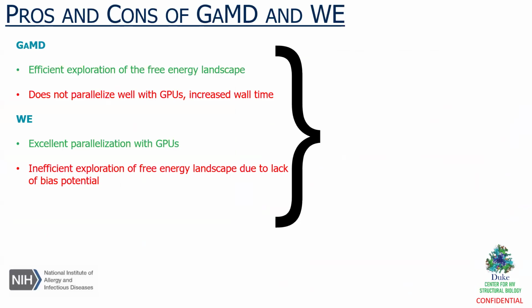So GAMD essentially, now I think this is a good slide to motivate why ParGAMD is important. GAMD gives an efficient exploration of the free energy landscape because we add a bias potential. So we are essentially forcing the system out of its lower energy states, and in that way we are able to access the transition states better.